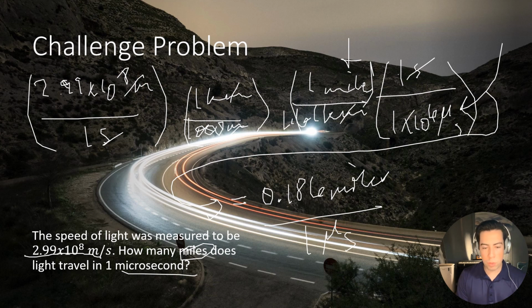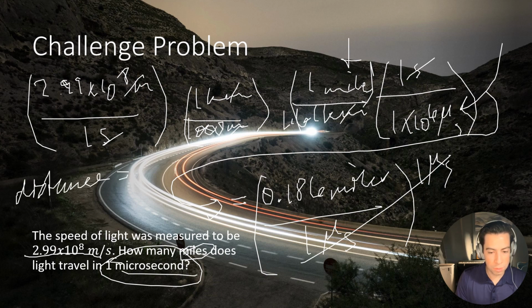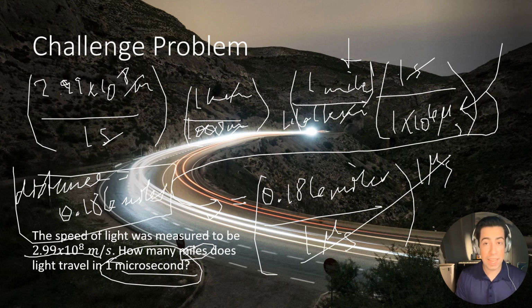Now, we want to figure out how far it travels in 1 microsecond. So I'm just going to multiply this by 1 microsecond, and now my units cancel. My final answer is that the distance is equal to 0.186 miles. So guys, that's pretty fast. That's about 1/5 of a mile, just like that in 1 microsecond.